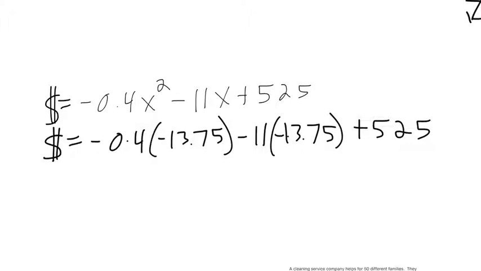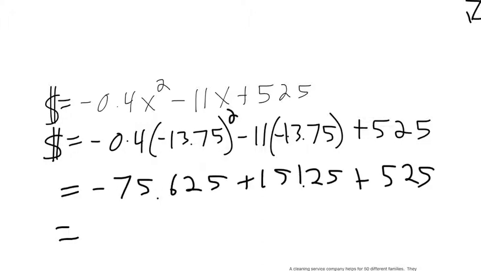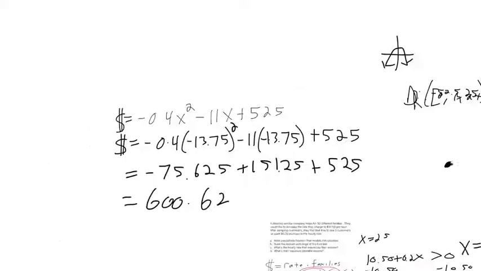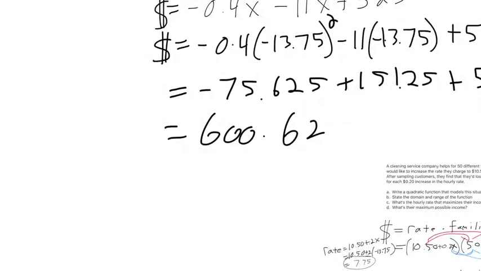Just be careful with the calculator here. This is supposed to be squared, so make sure you do the squared first and then multiply it by negative 0.4. And then you have a negative 11 times a negative, that should be a positive there too. Combining those, about $600 and then 62.5, so 62 or 63 cents depending on how you want to round. That's the maximum amount of revenue we can see.